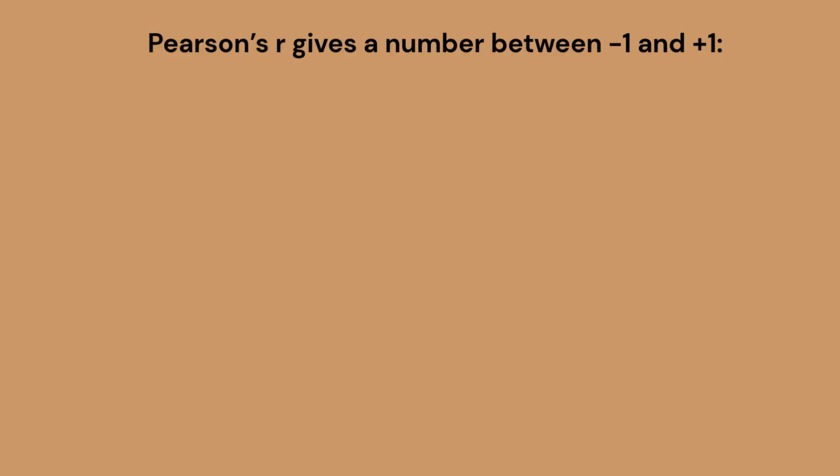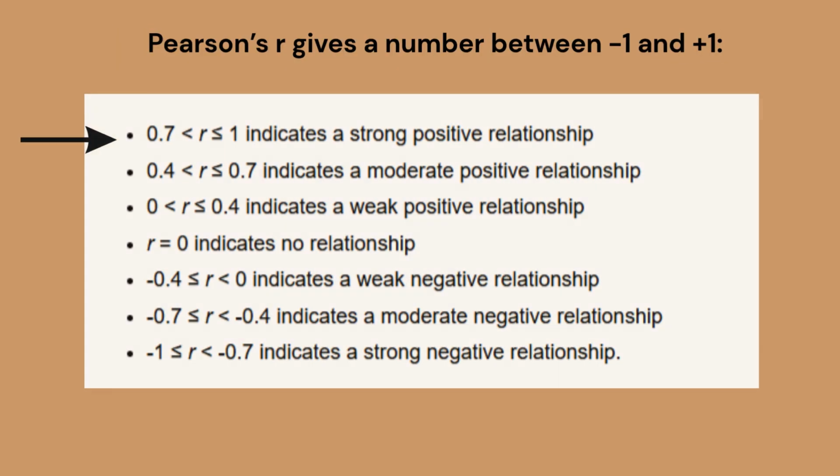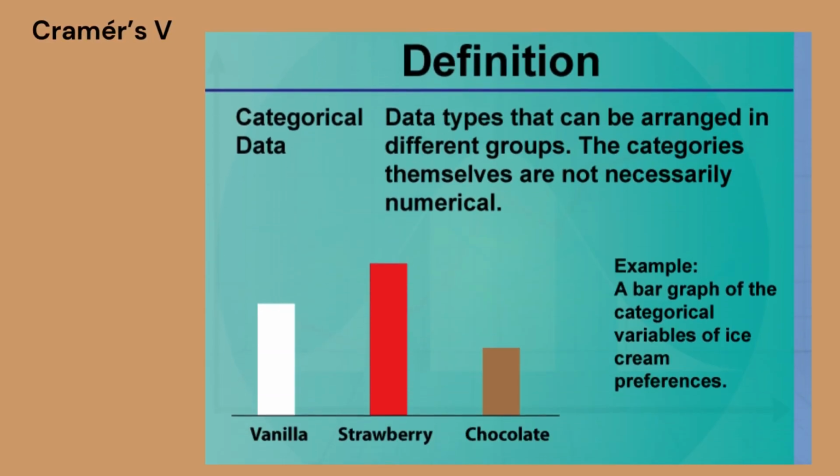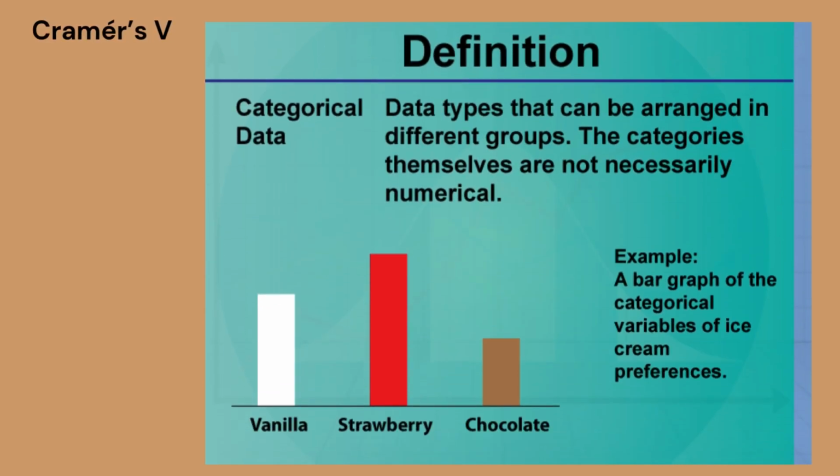Pearson's r gives a number between -1 and +1. +1 means a strong positive relationship, both go up together. -1 means a strong negative relationship, one goes up, the other goes down. 0 means no relationship.